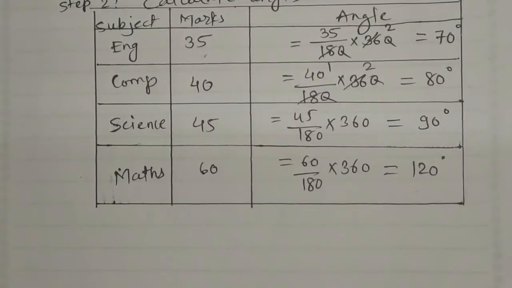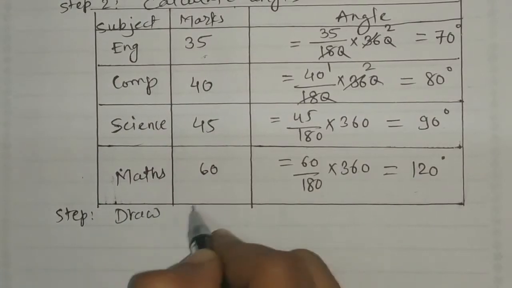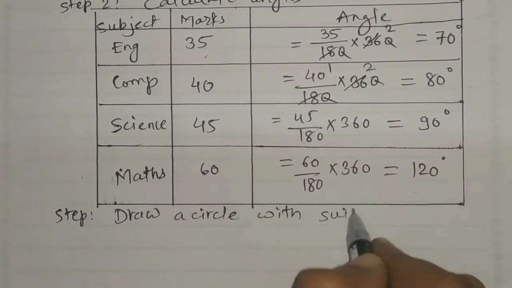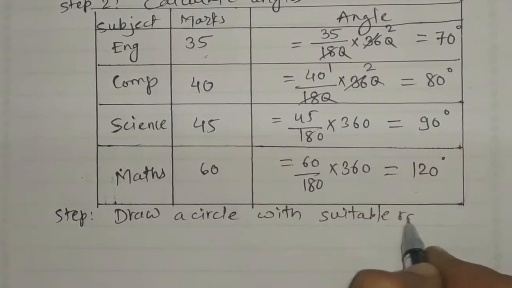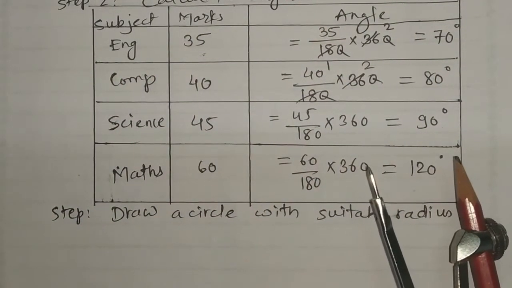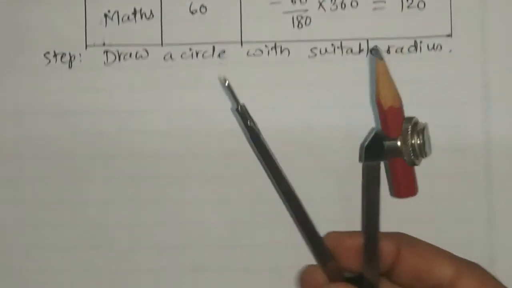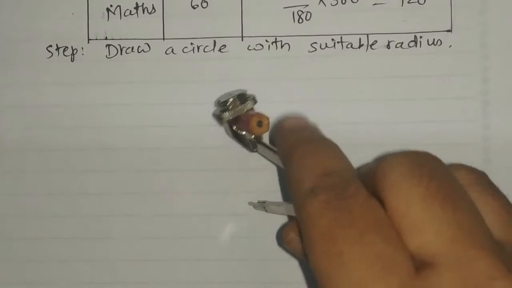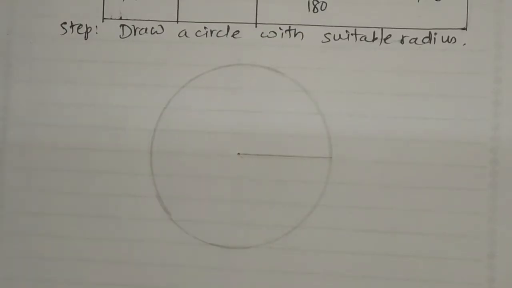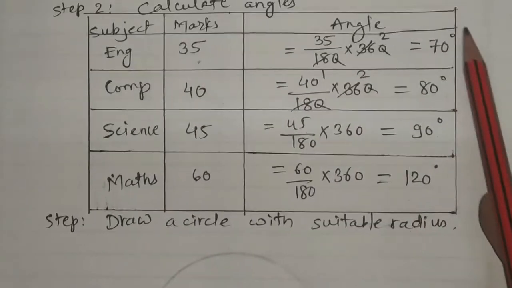Now at step 3, we are going to draw a circle with a suitable radius, and on that circle we are going to construct these angles. So now friends, open a compass, take any radius and draw one circle. Children, now on this circle with a suitable radius we are going to construct these angles.